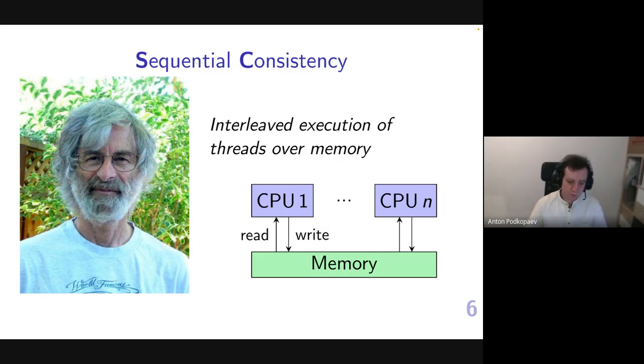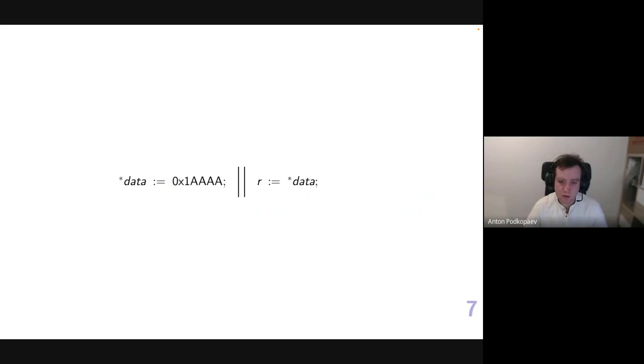Graphically, the system can be depicted as having one global memory and a number of CPUs, and each CPU executes a sequential program. Once the program does a write, it writes to the global memory. And once the program reads something from memory, it comes from this main memory. Now let's take a look at an example of a concurrent program and see how sequential consistency defines its behavior.